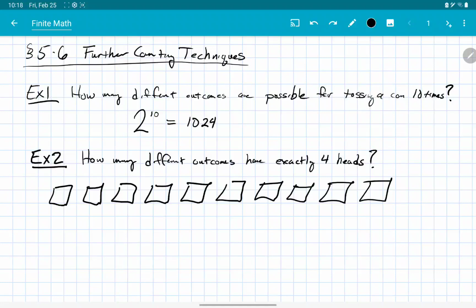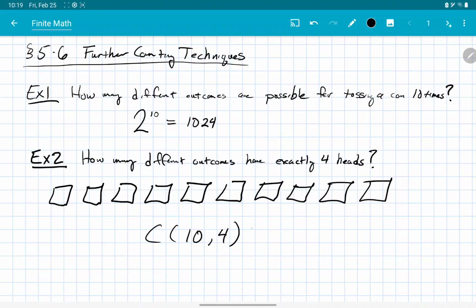Jake? It is a combination, but what numbers are in the combination? I'm choosing 10. From 10, and how many am I choosing? 4. Yeah, exactly. So this is a combination of 10, 4. Okay? There's 10 boxes to choose from, and I'm choosing exactly 4 of them to put a heads in, and then the rest get tails. There's no choices anymore once I choose those 4. So this is a combination 10, 4.